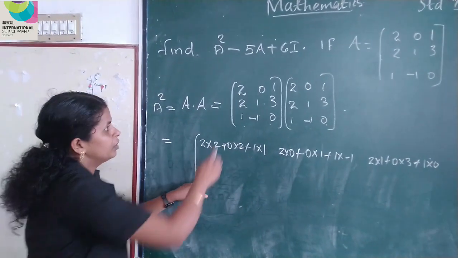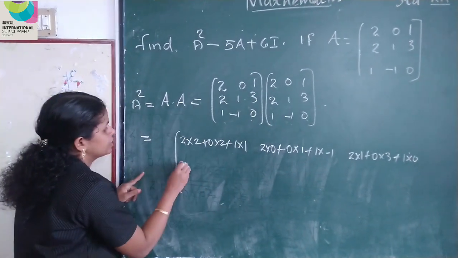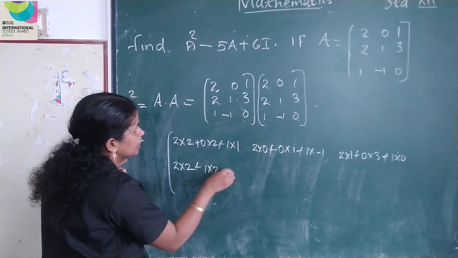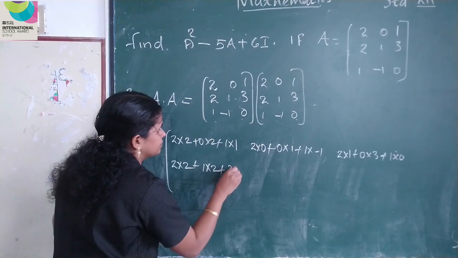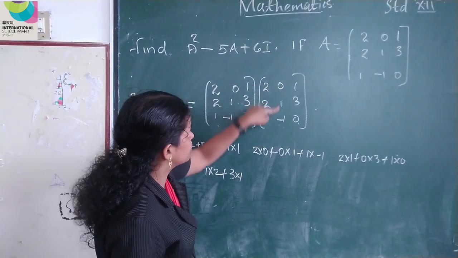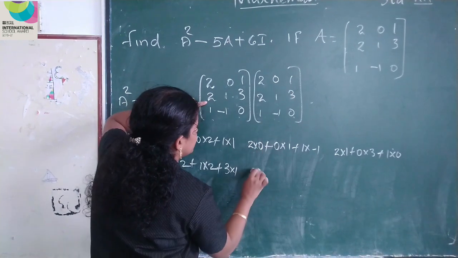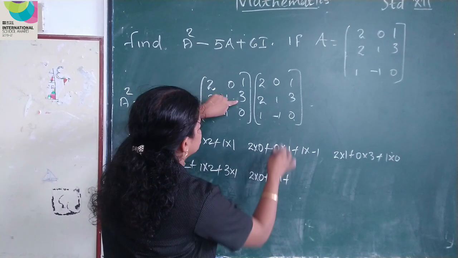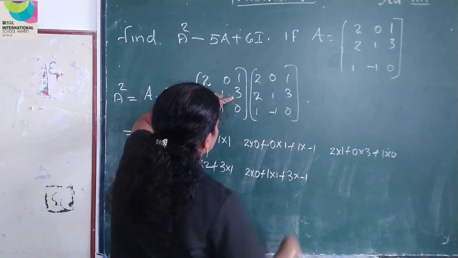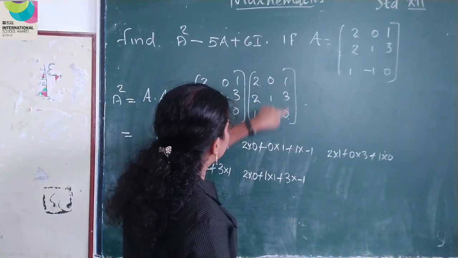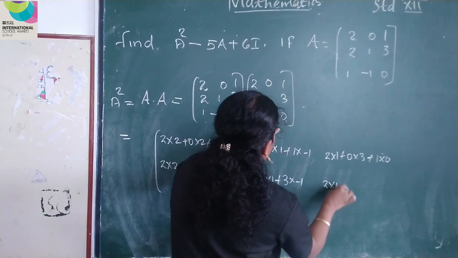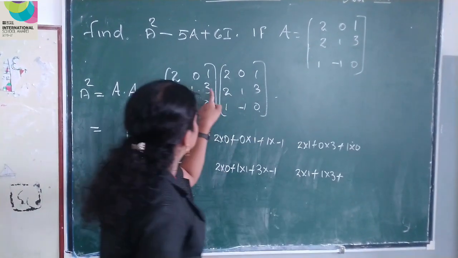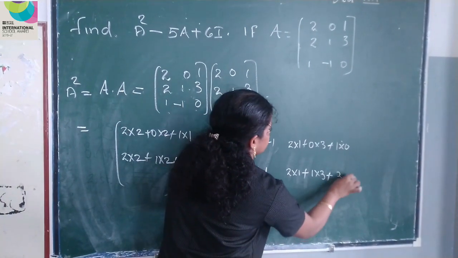So second row into first column. That means 2 into 2, plus 1 into 2, plus 3 into 1. Then next, second row into second column. That means 2 into 0, plus 1 into 1, plus 3 into minus 1. Then second row into third column. That means 2 into 1, plus 1 into 3, plus 3 into 0.